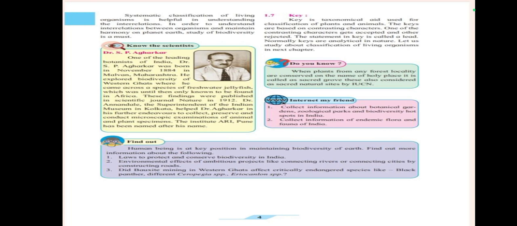Know the scientist. Dr. S.P. Agarkar, one of the leading botanists of India. Dr. S.P. Agarkar was born in November 1884 in Malvan, Maharashtra. He explored biodiversity of Western Ghats. There he came across the species of freshwater jellyfish, which was until then only known to be found in Africa. These findings were published in scientific journal Nature in 1912.